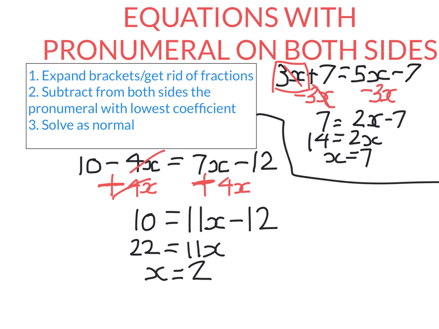That is the solution, because if I substitute x for 2 here and here, I get a true statement. 10 minus 4 times 2 is 10 minus 8, 2. 7 times 2 minus 12 is also 2. I know this is the right solution after checking. All right, let's look at some harder examples now.